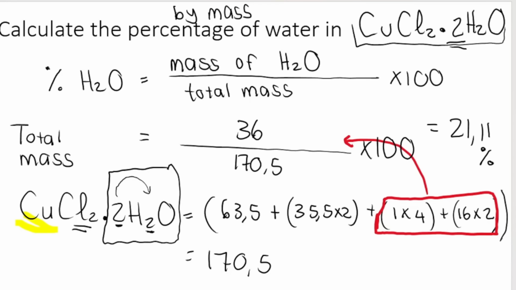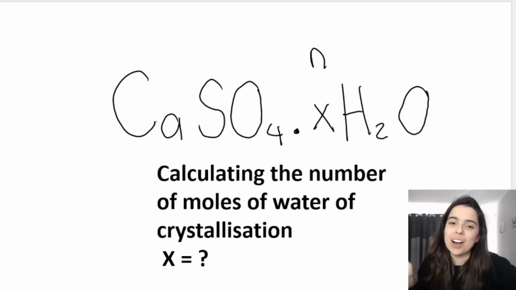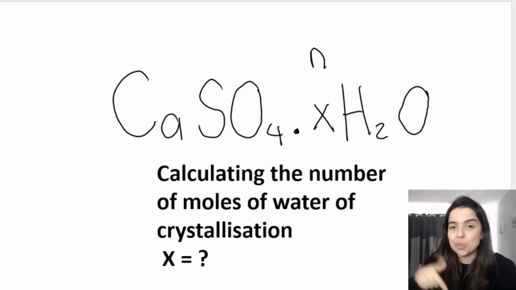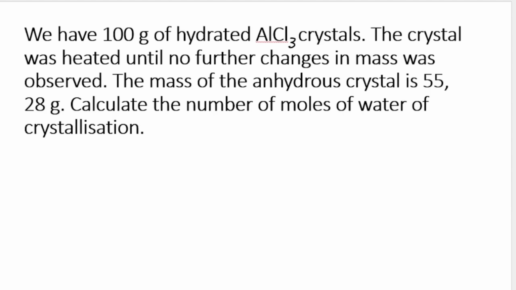When the water molecules are obviously attached, when I heat it and remove the water, then obviously it's no longer there, then it's 0%. Let's look at how we calculate the number of moles of water of crystallization. So finding X or finding N in something like this. In this question, they say that we have 100 grams of hydrated AlCl3 crystals. So hydrated means that it contains molecules of water. Okay, cool. So we know there's water within the crystal.